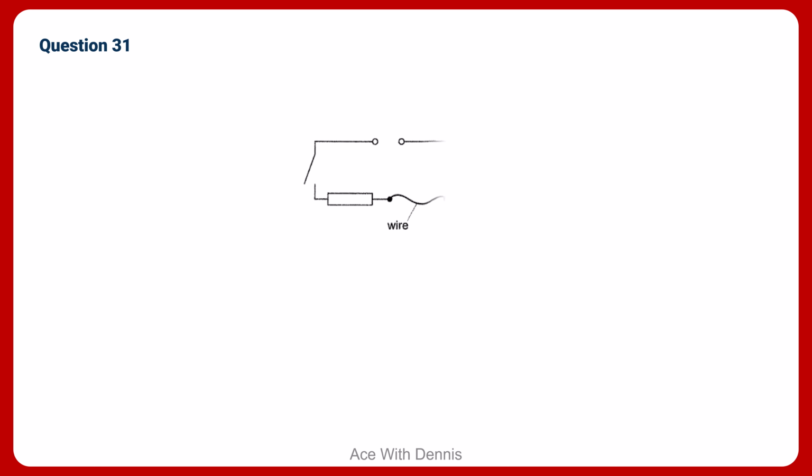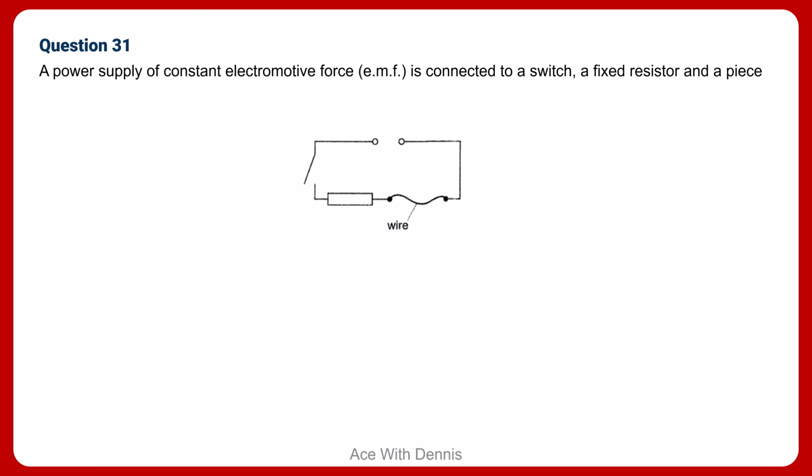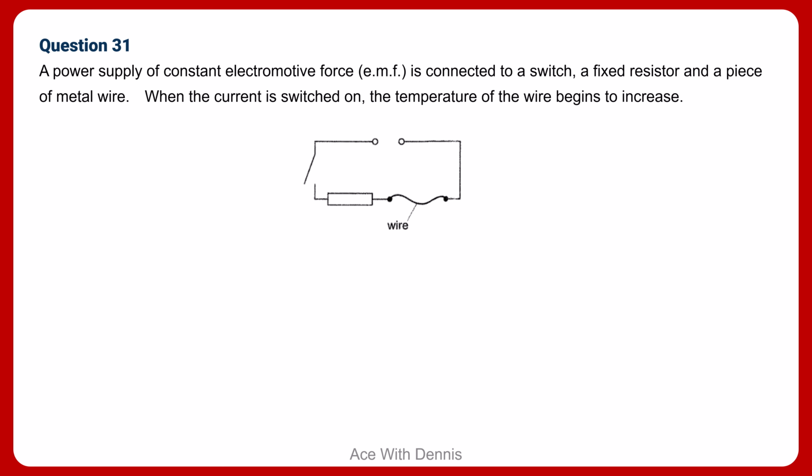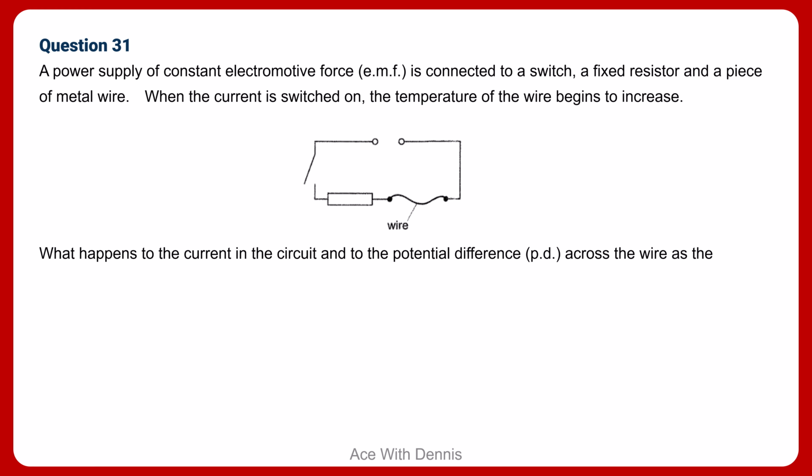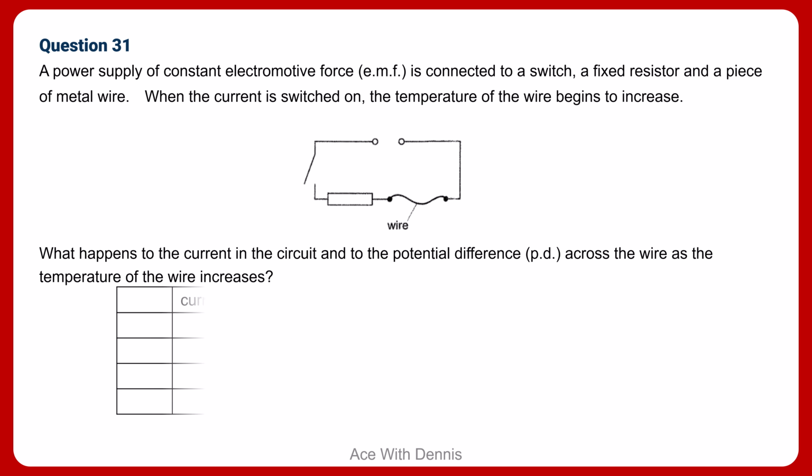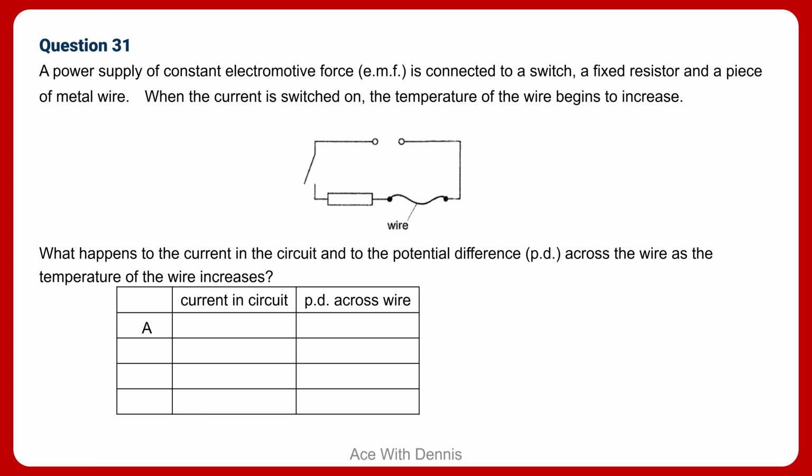Question 31. Given this diagram, a power supply of constant electromotive force EMF is connected to a switch, a fixed resistor, and a piece of metal wire. When the current is switched on, the temperature of the wire begins to increase. What happens to the current in the circuit and to the potential difference PD across the wire as the temperature of the wire increases? Option A.